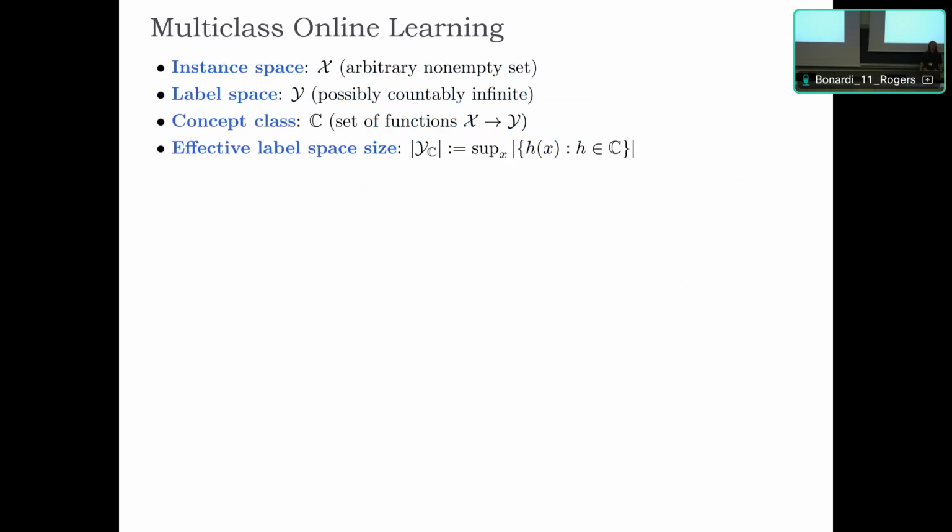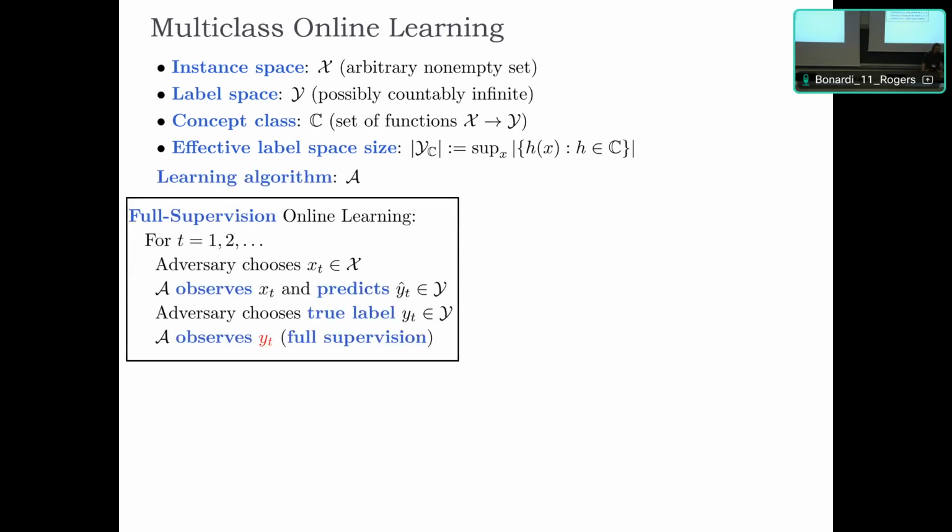So we're in the standard online learning setup. There's an instance space X, an arbitrary non-empty set. There's a label space Y, which for most of the talk we'll think of as at most countably infinite. There's a concept class, which is just some set of functions that map X to Y. And for the purpose of this talk, it's also interesting to talk about the effective label space size, which is basically the maximum number of labels that are possible for points in the space.